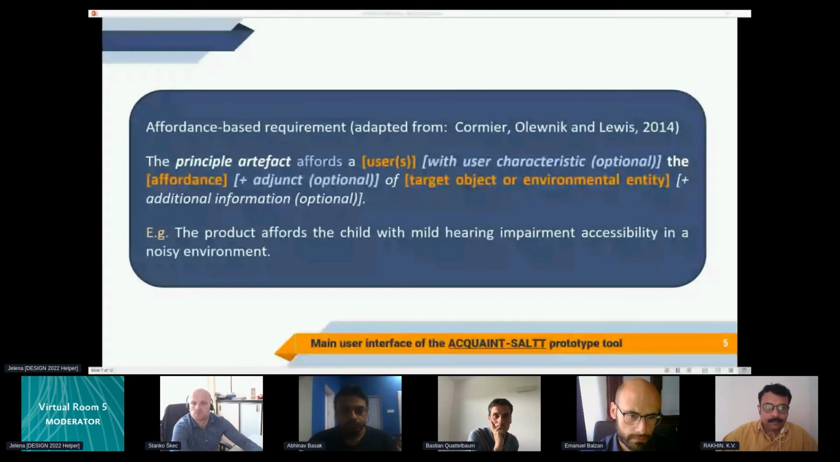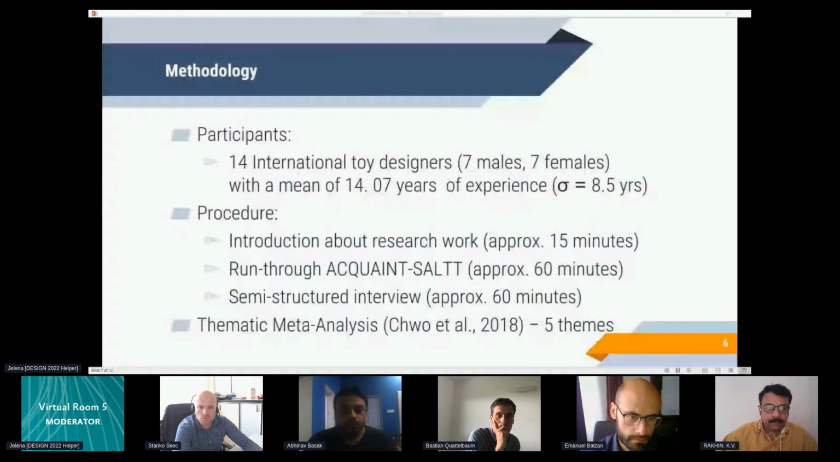As you can see, some parts of this formalism are optional, but the more detailed a requirement is, the less ambiguous the statement is. In this evaluation study, 14 international toy designers with industry experience ranging between 4 and 30 years took part. After explaining the background of this research, a 1-hour-long demonstration of Acquaintsalt was provided, and then a semi-structured interview followed to evaluate the tool and the framework it is based on.